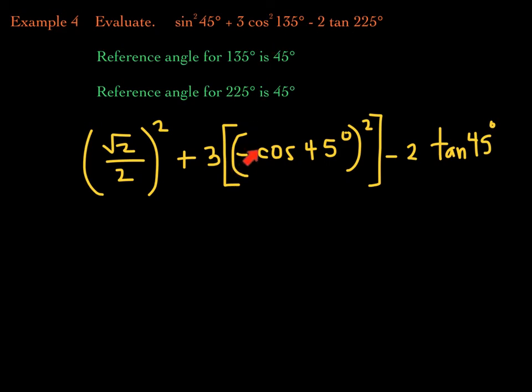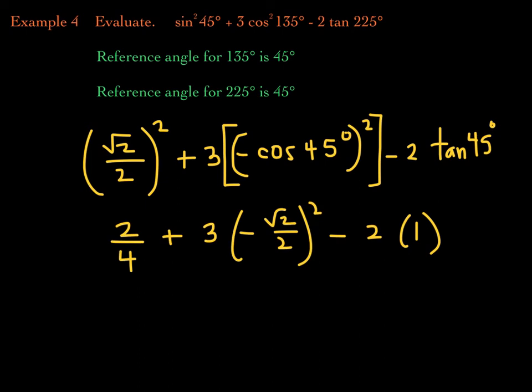I know that once we square it, see me squaring it here, it'll become positive, but at this step I should see a negative. Minus 2 times tangent of 45 degrees. Instead of 225 degrees, I'm using the reference angle, 45 degrees. Now, I don't have a negative here to worry about because in quadrant 3, tangent is positive. All right, let's keep working.